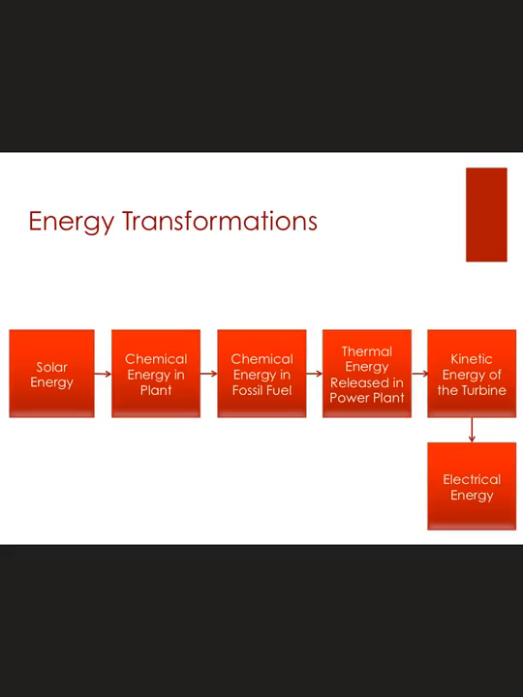One possible energy transformation for this particular power plant could be solar energy was used and changed into chemical energy in the plant through photosynthesis. Then, over time, that chemical energy was turned into the fossil fuel. In this case, could be coal, could be oil, natural gas. Then, with combustion, thermal energy was released in the power plant. That caused kinetic energy of the turbine, and finally then to electrical energy.